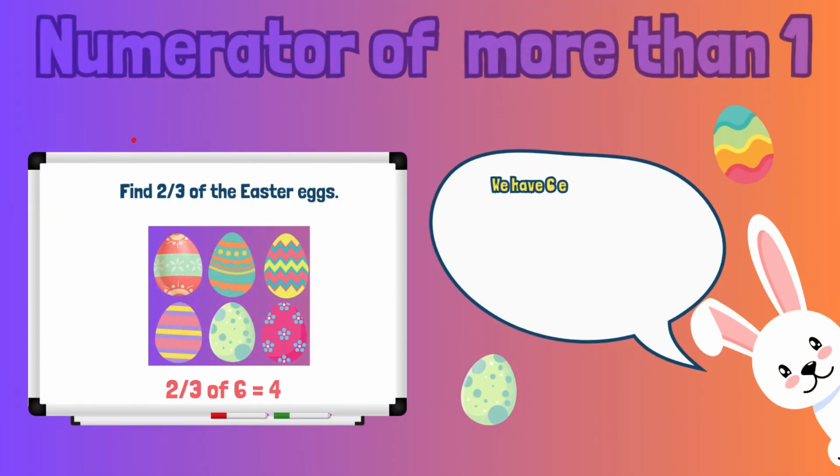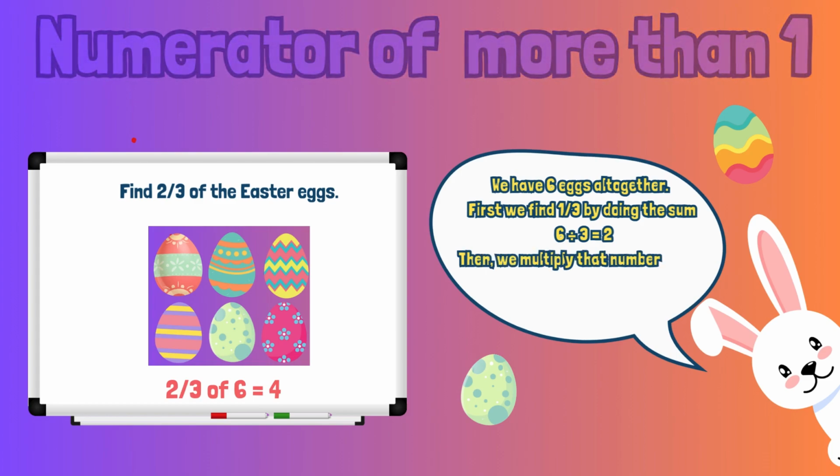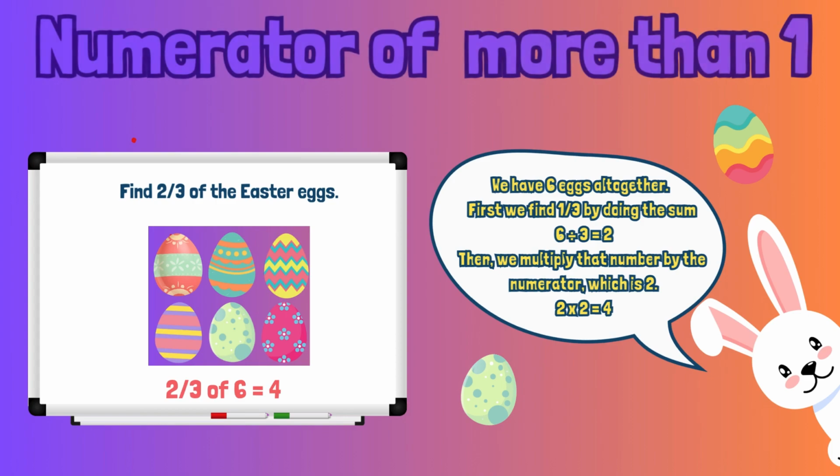How did you get on? Let's check your answer. So we have 6 eggs altogether. First of all, we want to find out what 1/3 of 6 is by doing the sum 6 divided by 3, which equals 2. Then we multiply that number by the numerator, which is 2. And 2 multiplied by 2 is 4. Therefore, 2/3 of 6 is 4.